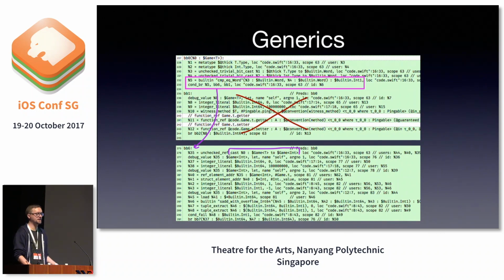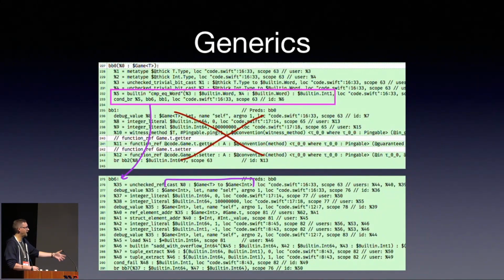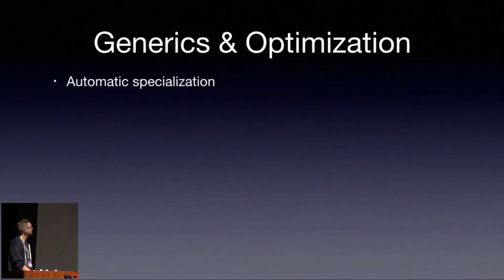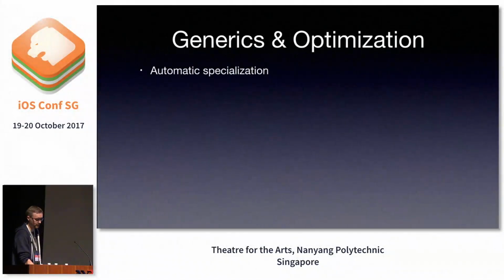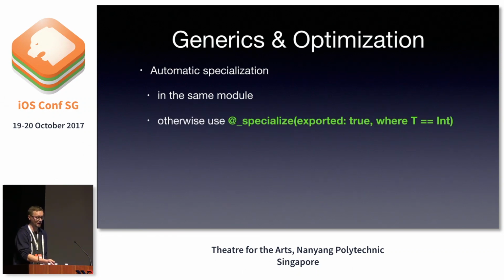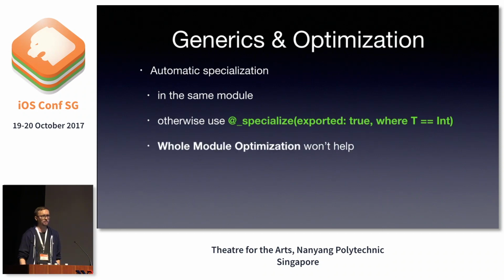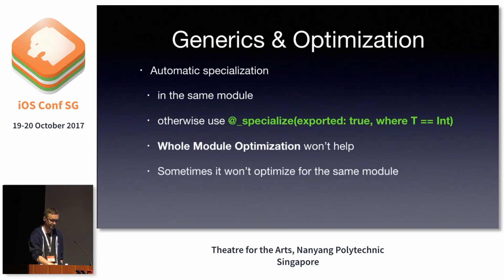The problem with unspecialized is that it's slow. Everything is resolved in runtime and is very slow. Specialized already assumes, okay, the input is Int, so I can optimize the code and execute it fast. So in generics, the optimization is automatic whenever it is possible, so when it is in the same module. Otherwise, you can use this private attribute and tell the compiler to optimize the function. Whole module optimization won't help because it still works on the same module. Sometimes it won't, so you have to help with the specialize attribute.